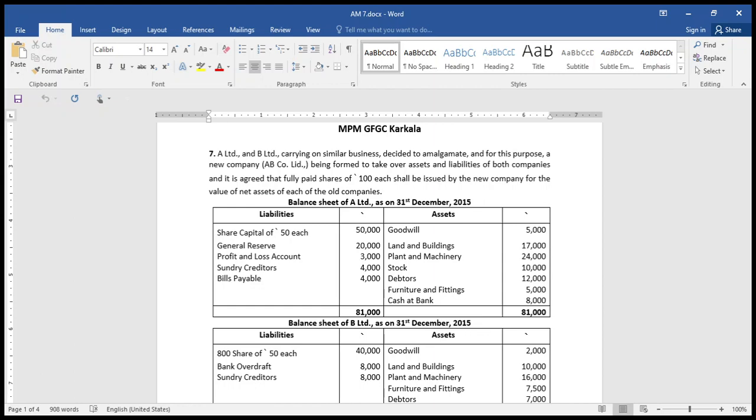So look at the balance sheet of A Limited as on 31st December 2015. In the liability side, we have share capital of rupees 50 each, general reserve, profit and loss account, sundry creditors, bills payable, and in the asset side, we have goodwill, land and buildings, plant and machinery, stock, debtors, furniture and fittings, and cash at bank.